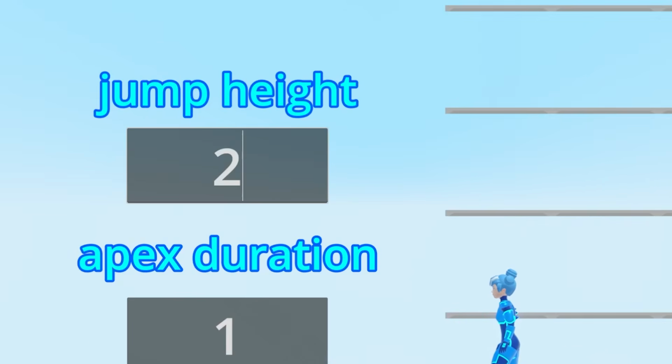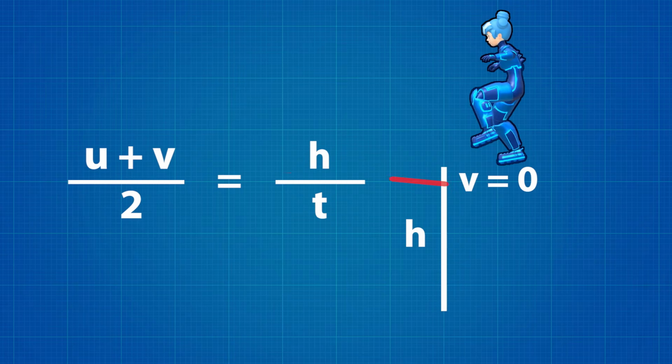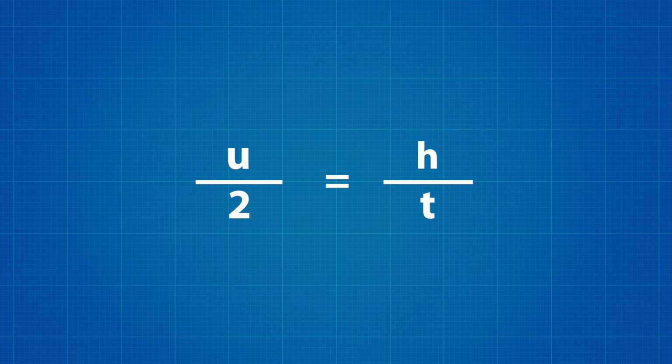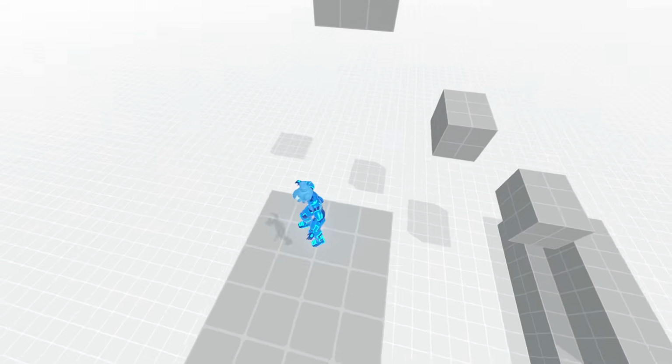In this video I'm going to show you how you can define the exact height of the jump and the duration of reaching the top using some simple math formula. This not only makes the work straightforward, but also makes the level design and game design easier.